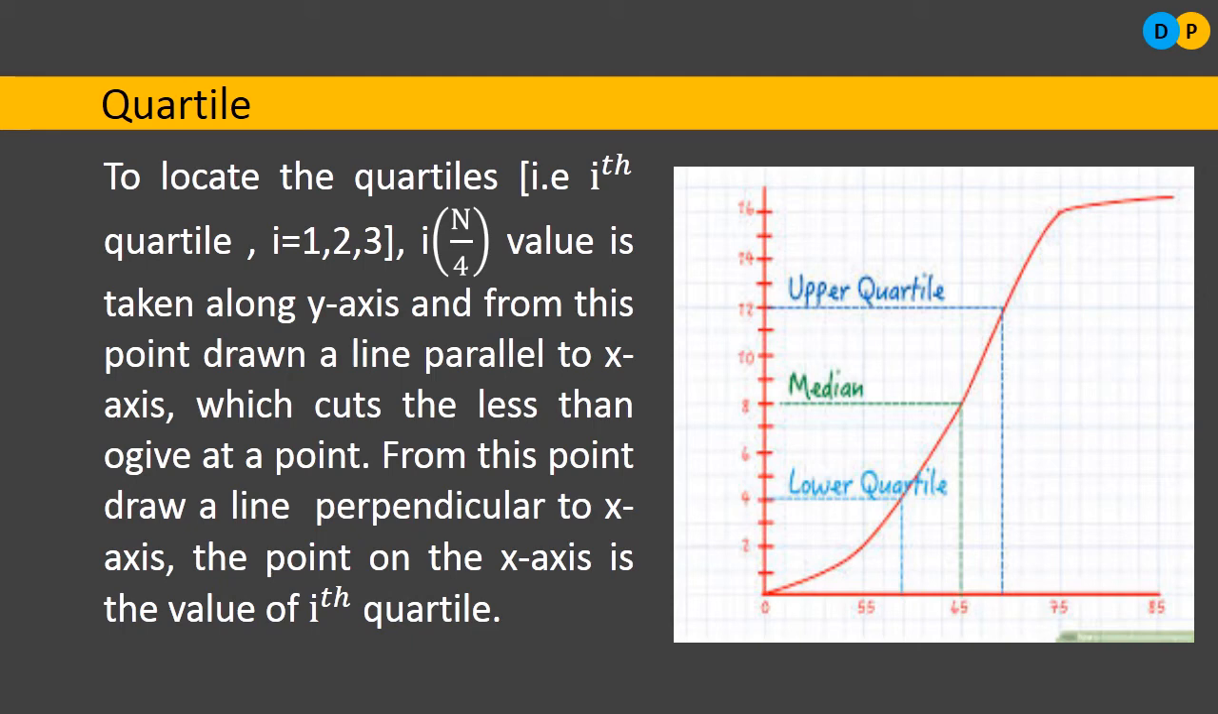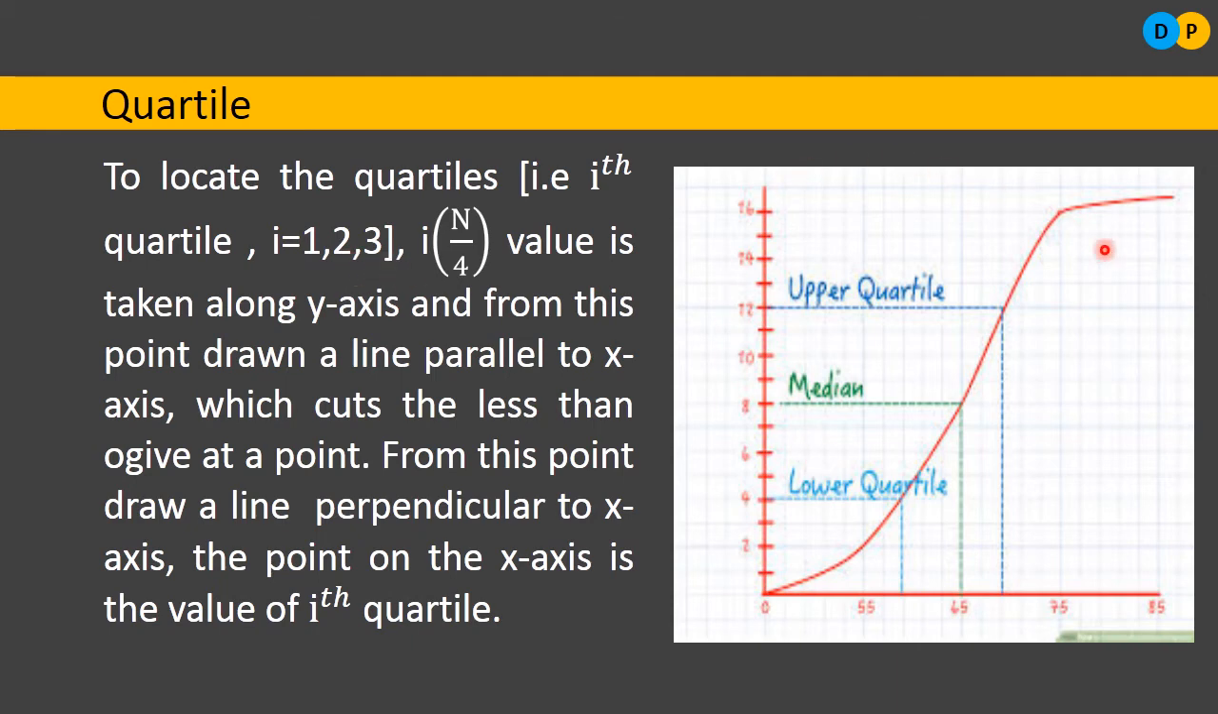To locate the quartiles, whether the first, second, or third quartile, we will be considering the formula i times n by 4. What is i here? i will indicate which particular quartile. If it takes value 1, it is the first quartile. If it takes value 2, it is the second quartile. If it takes value 3, it is the third quartile.